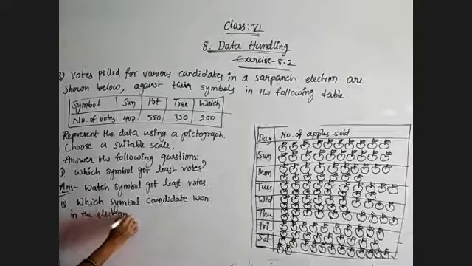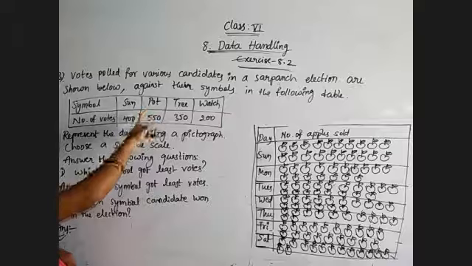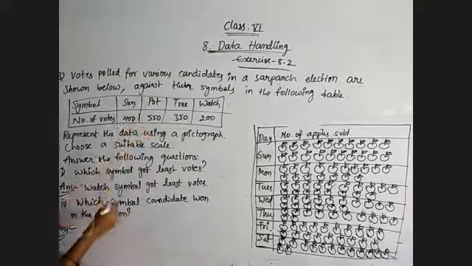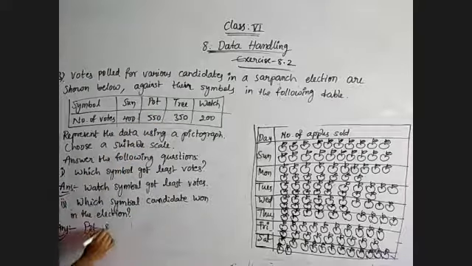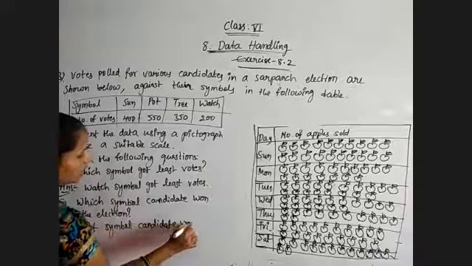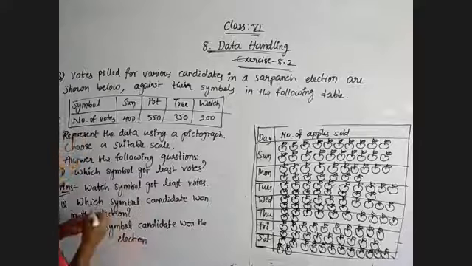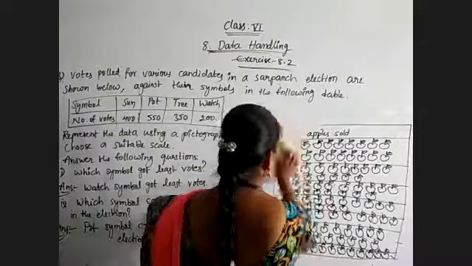Whoever got more votes will win the election. The pot symbol has the most votes, 550 votes. So the pot symbol candidate won the election. That's all. Now represent the given data as a pictograph and choose the scale also.